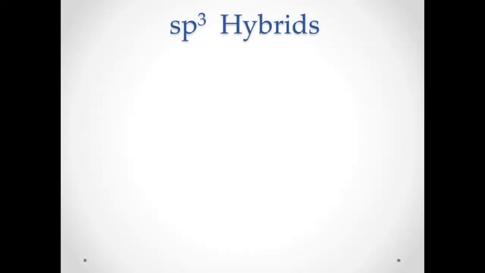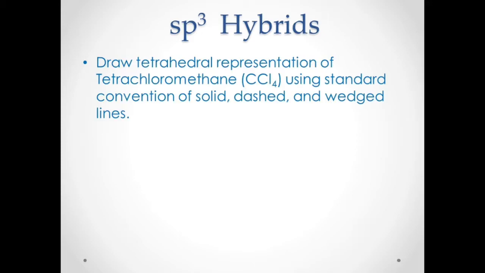So I have here a problem regarding our topic earlier about sp3 hybridization and the formation of tetrahedral bonds using carbon as our central atom. Okay, so the question is, draw the tetrahedral representation of tetrachloromethane or carbon tetrachloride using the standard convention of solid, dash, and wedge line. Okay, so how do we do that?